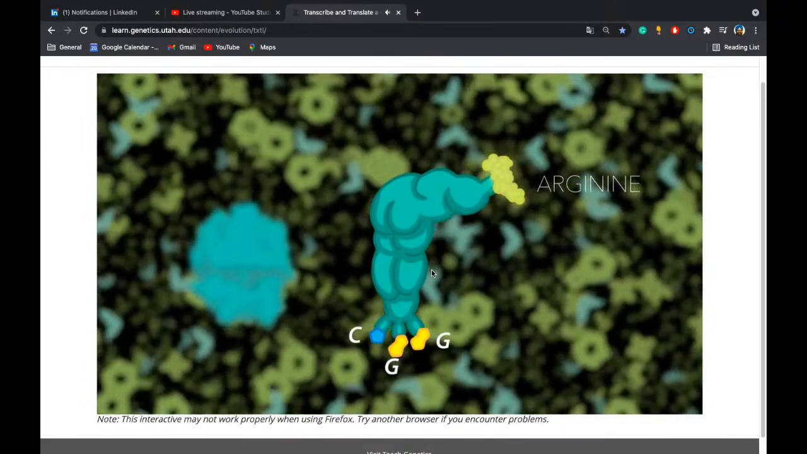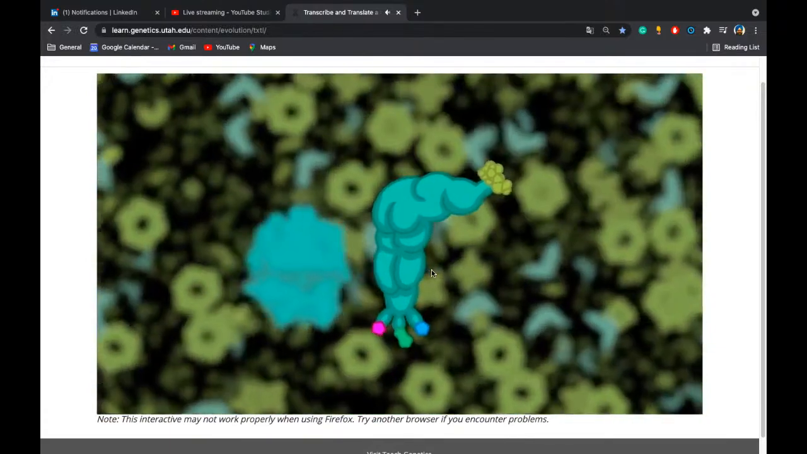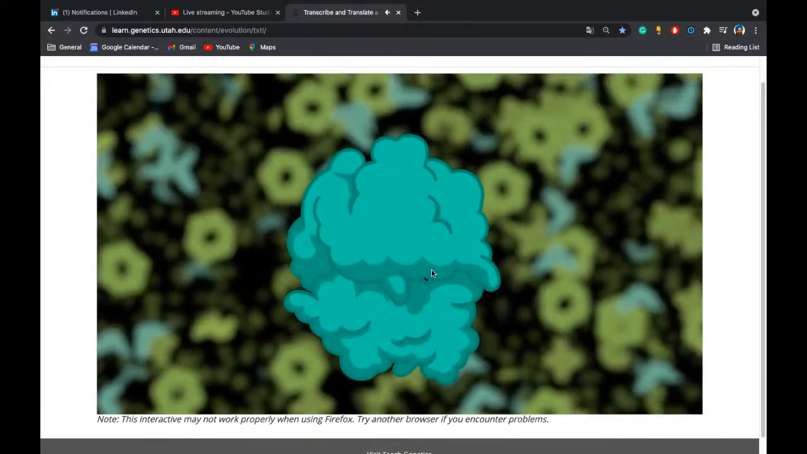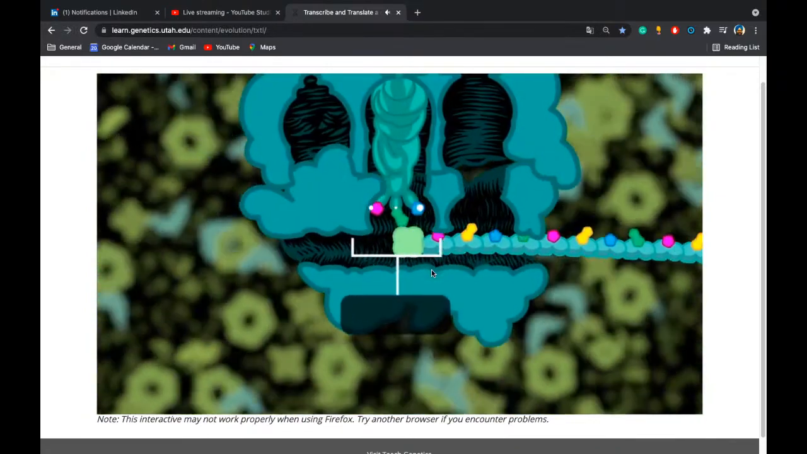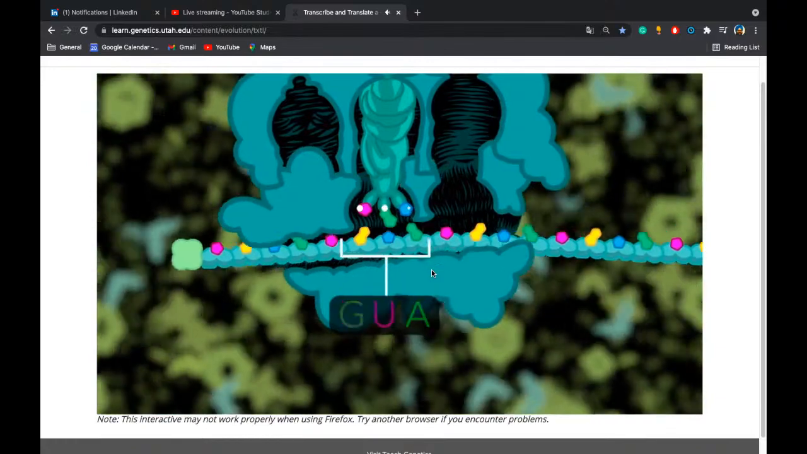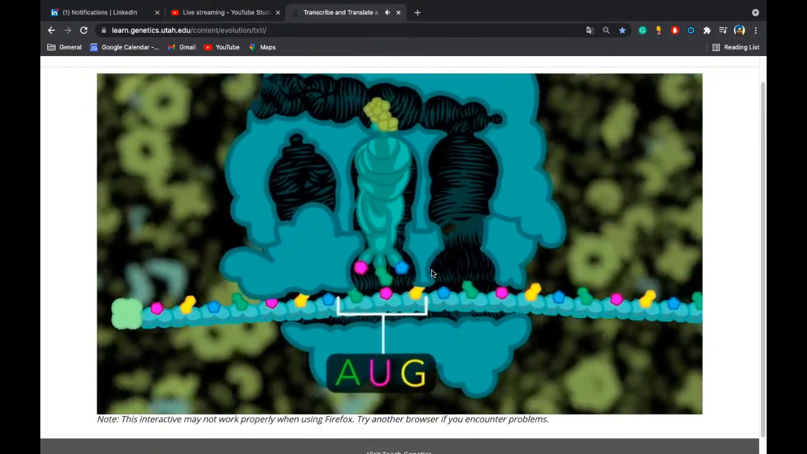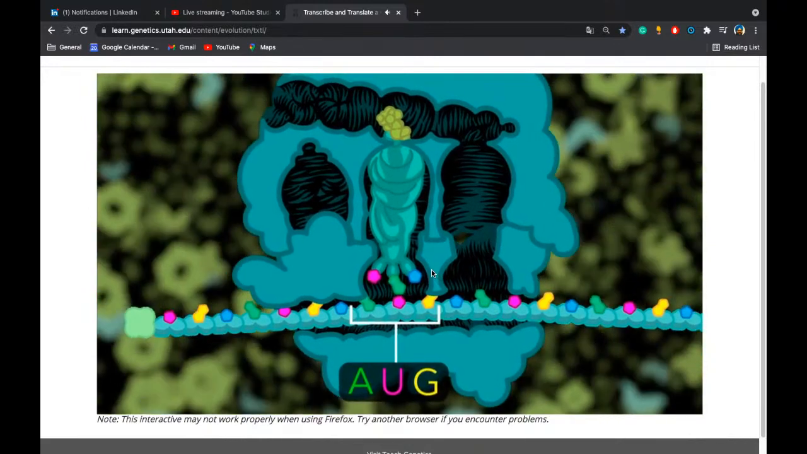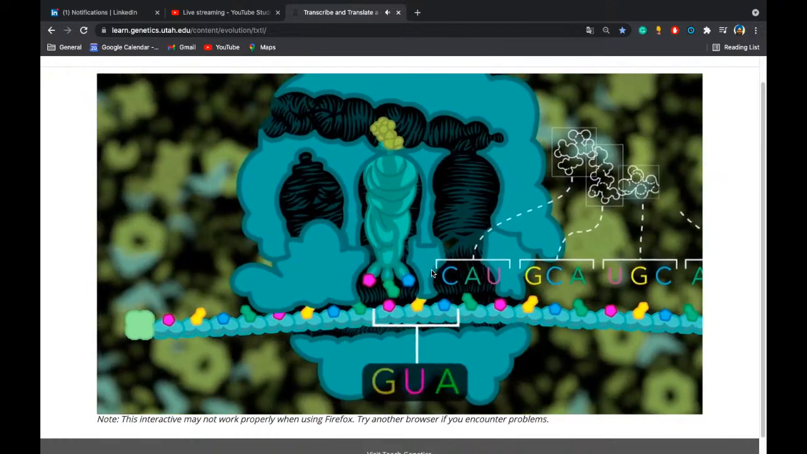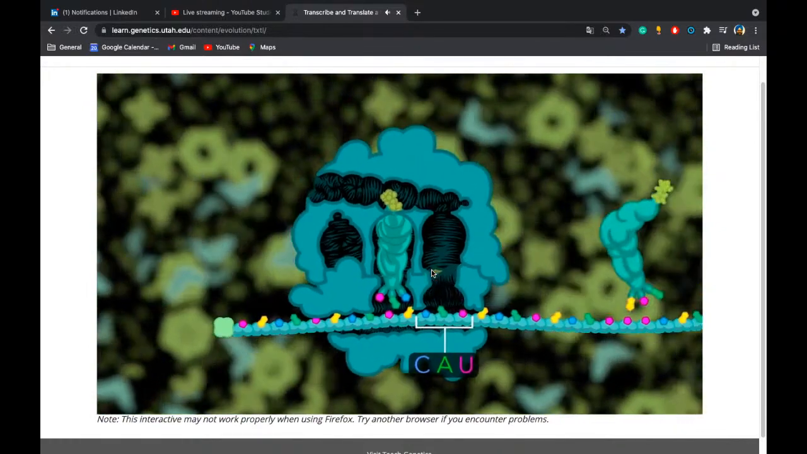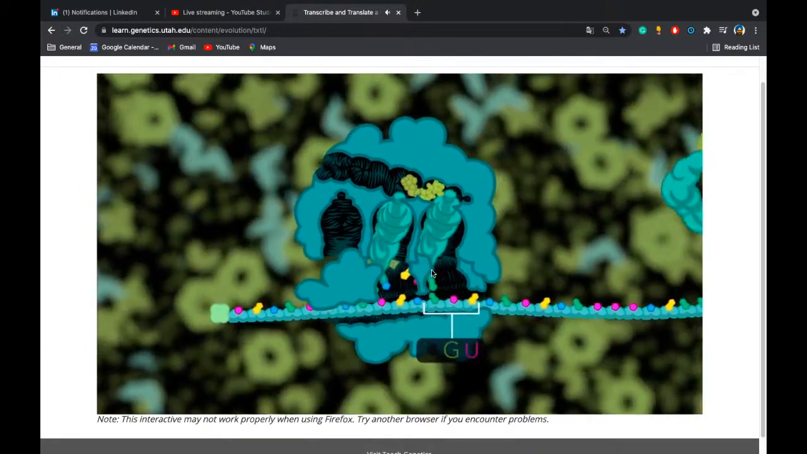To begin translation, a tRNA molecule coded for the amino acid methionine docks with a ribosome. The ribosome attaches to the end of the mRNA strand. It slides along until it finds a start codon, AUG. Through complementary base pairing, the start codon pairs with the anticodon on the tRNA molecule, signaling the beginning of the protein instructions. The methionine molecule is now the first amino acid in the new protein.